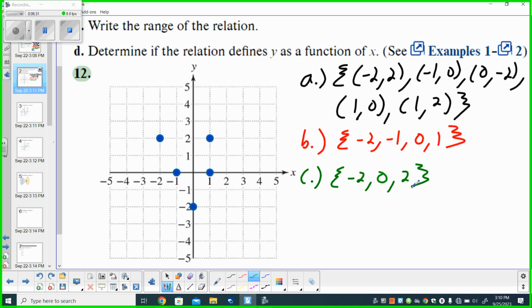And then the last part is, is this a function? Well, looking at your x values, was there an x value which had 2 outputs? And we can see that right here we have 1, 0 and 1, 2. This cannot happen. Every x value must have a unique output, or a unique y value to go with it. The y value again can repeat as many times as it wants, but the x cannot. So this is not a function.